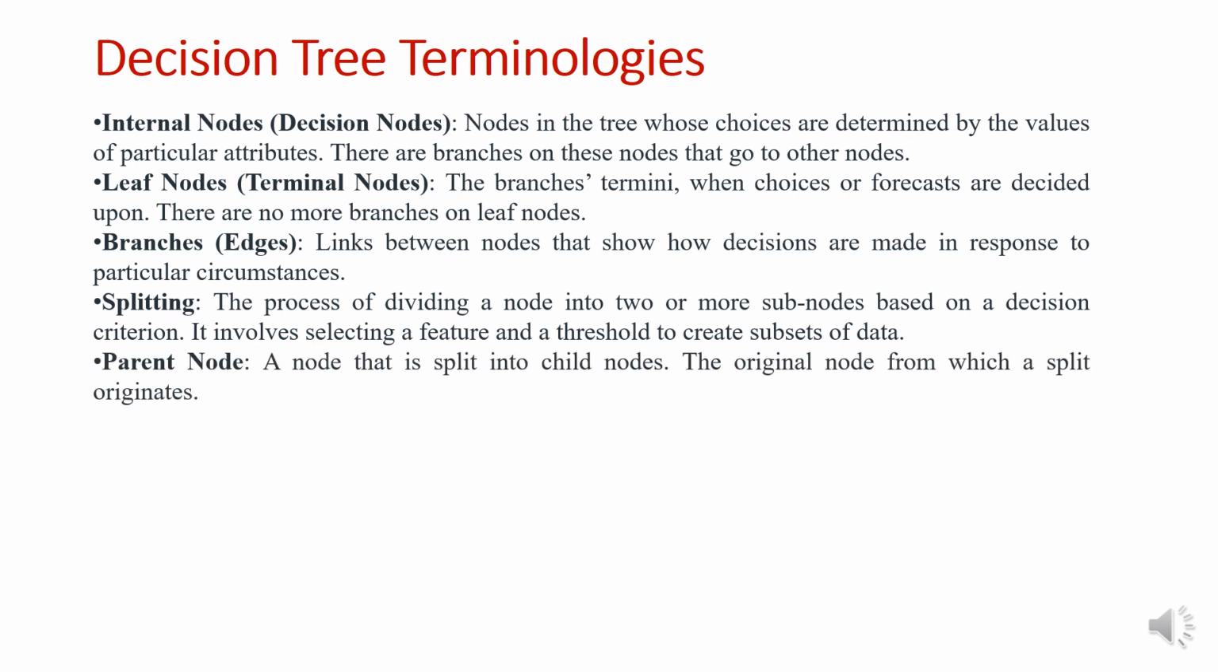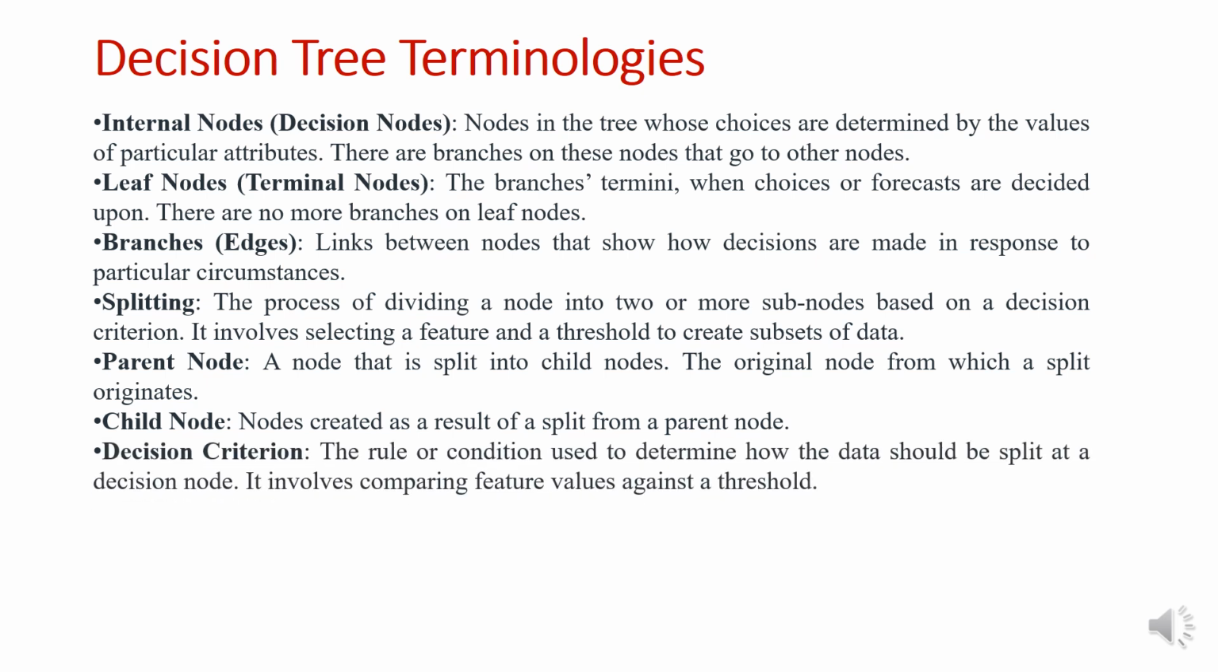Next is a parent node, a node that is split into child nodes. The original node from which a split originates is the parent node. Next we have the child node. Nodes created as the result of a split from a parent node are nothing but child nodes. Then we have the decision criterion, the rule or condition used to determine how the data should be split at a decision node. It involves comparing feature values against a threshold.